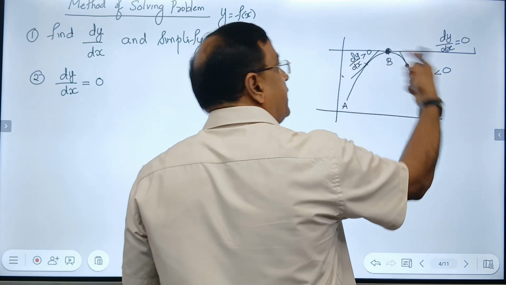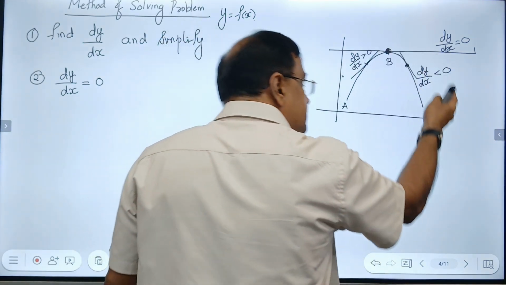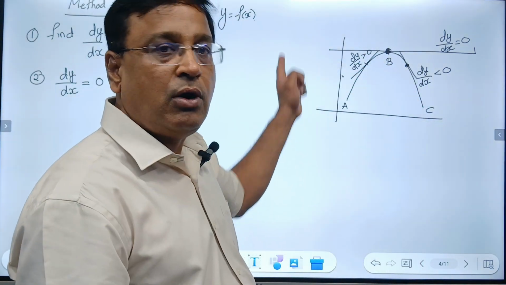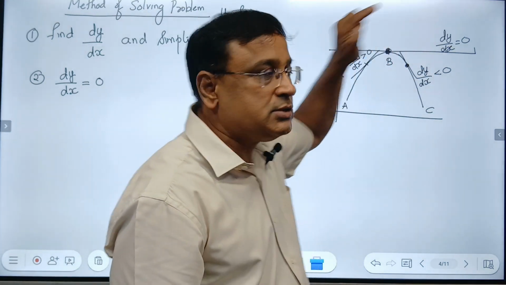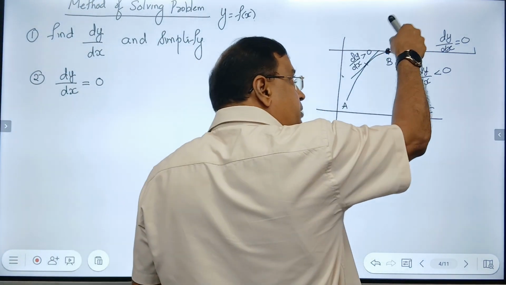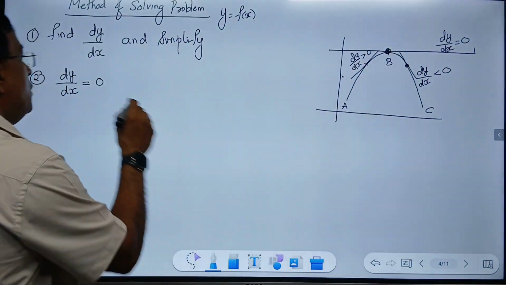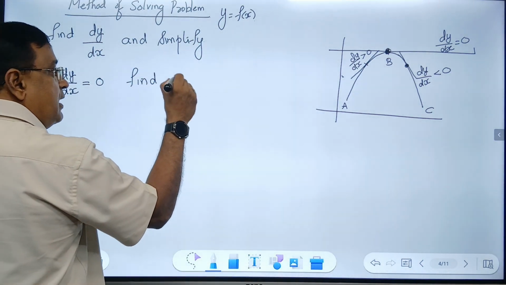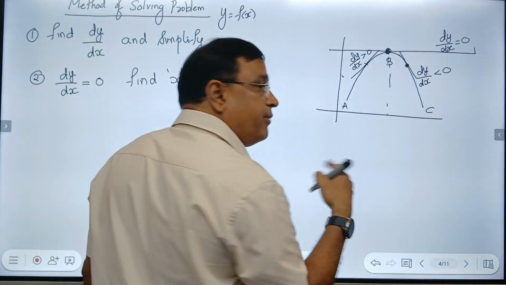So you are finding dy by dx equal to 0 just to split the left side of b and the right side of b, to understand whether it is increasing or decreasing on each side, based on whether my dy by dx is positive or negative. In this case it is positive to negative, and at b dy by dx is 0. So when I say dy by dx is equal to 0, I am finding such points b where the curve takes a turn, otherwise called the critical points. So set dy by dx equal to 0 and find the x value. For b there will be a corresponding x value, right? I am finding such values.